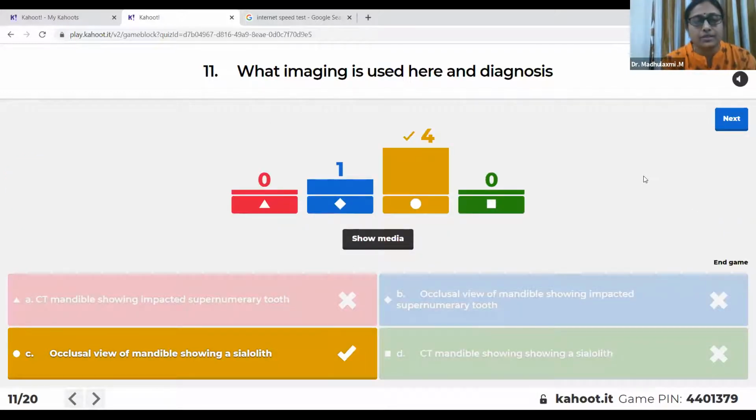4 of you have got it right. It's the occlusal view of the mandible showing a silolith. And what you saw is along the Wharton's duct. The submandibular gland is highly prone to formation of siloliths, and you can see it very well elicited in the occlusal view of the mandible.